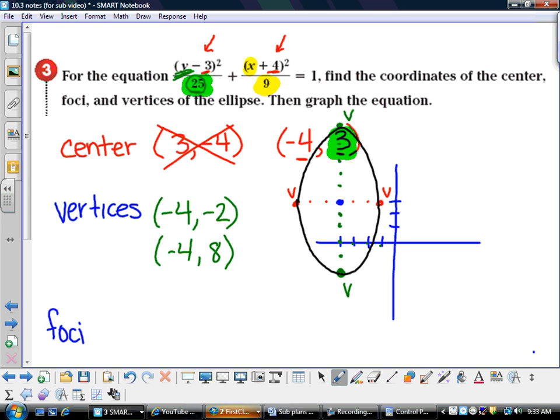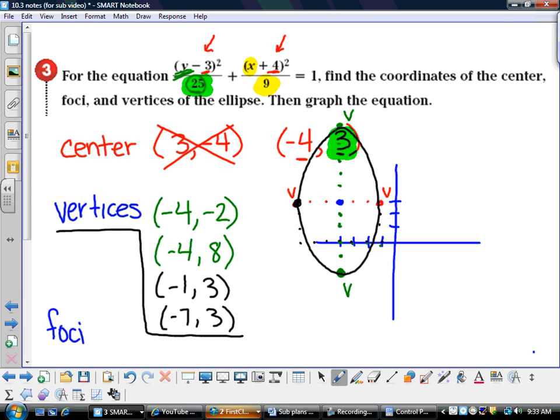So what are the coordinates for the vertices? Well, this one looks like it's at negative 1 comma 3. And the other one over here is at negative 7 comma 3. Those four together are the four vertices.